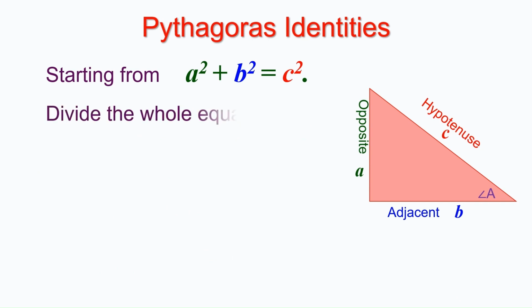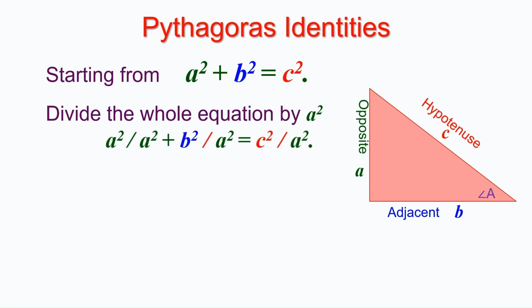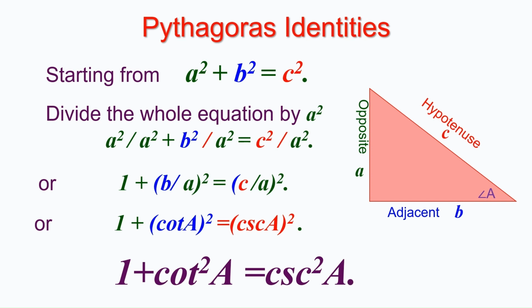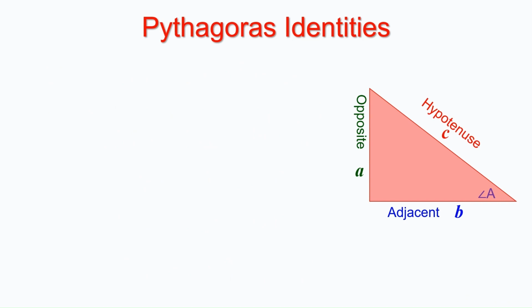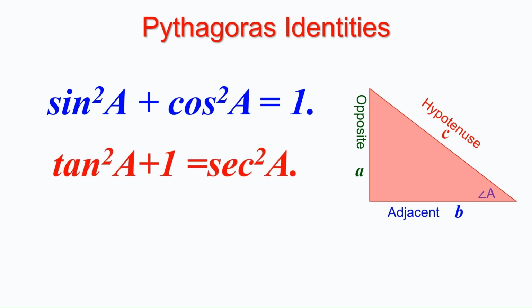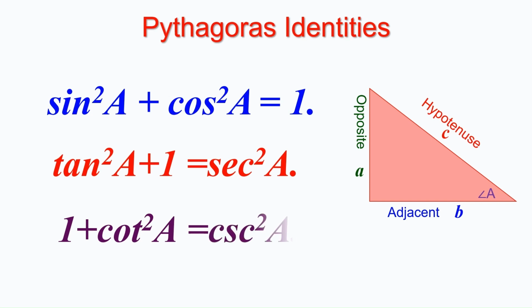Starting from a squared plus b squared equals c squared, we derive the third identity as follows. By dividing this equation by a squared, as b by a equals cotangent A and c by a is cosec A, we get 1 plus square of cotangent A equals square of cosecant A. Here is a summary of all Pythagoras' identities. Square of sine A plus square of cosine A equals 1. Square of tan A plus 1 equals square of secant A. 1 plus square of cotangent A equals square of cosecant A.